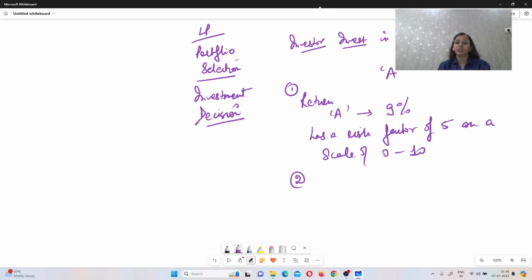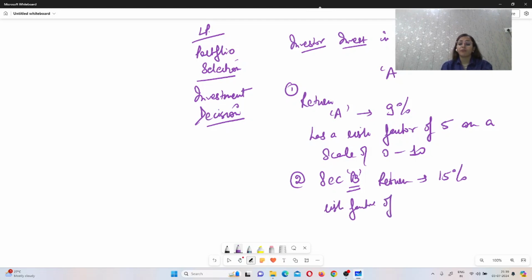The second piece of information is about security B. Security B will provide you a return of 15%, but has a risk factor of, take it as an 8, again on the scale of 0 to 10 only. This is the point. A and B have the risk and the return.